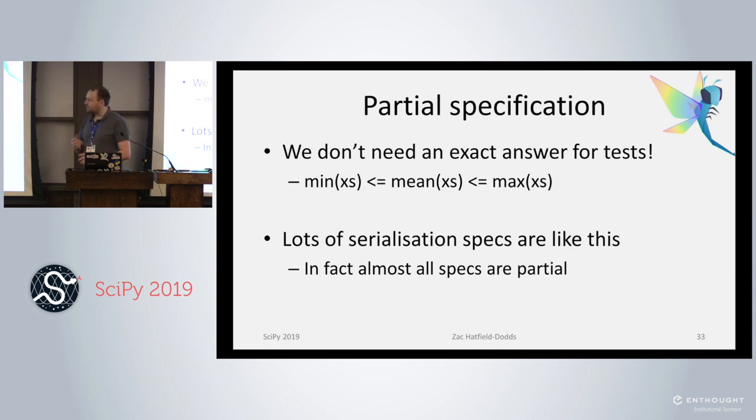But importantly, there are a lot of specifications for saving and loading data that actually take this form. We can go, I don't know exactly how this thing should be represented on disk, but I do know that if I save it to disk and then I read it back, I should have the same data frame at the end of it. Or I do know that if I write it to disk, read it back, and then write that to disk, the two files I have on disk should be bitwise identical.